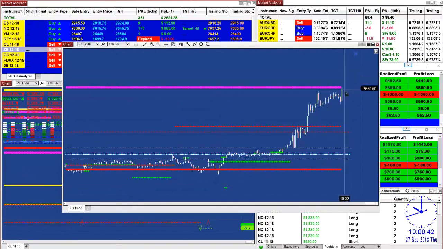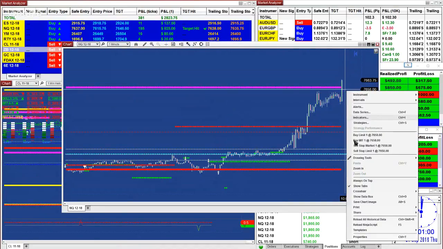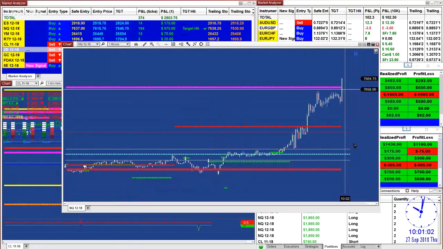One second. Don't do anything right now. Wait till this bar closes. All these bubbles. Don't do anything. And then once this bar closes, put the sell order right there.